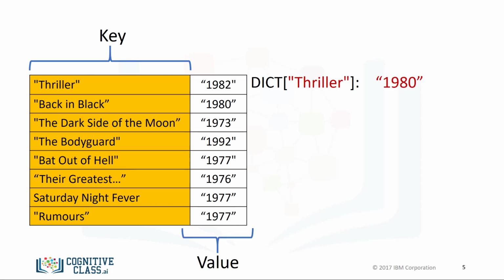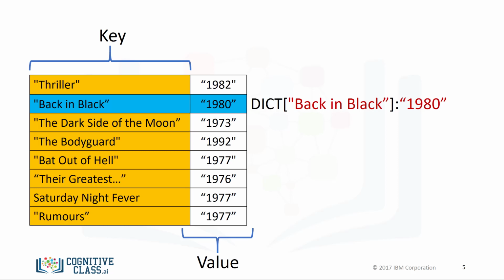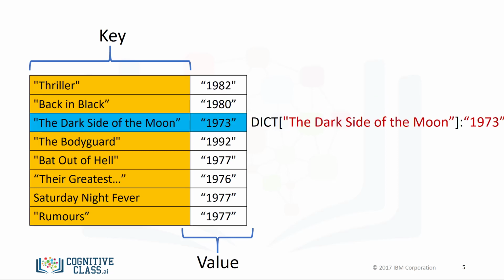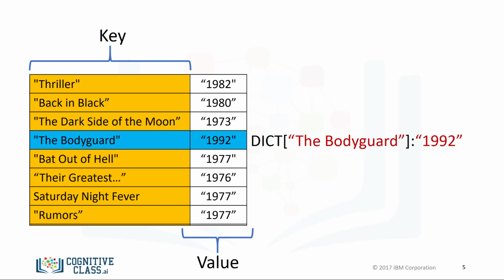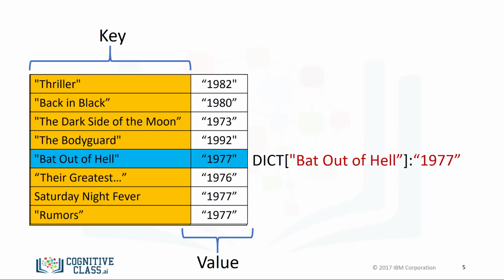This outputs the value. Using the key Back in Black, this returns the value of 1980. The key The Dark Side of the Moon gives us the value of 1973. Using the key The Bodyguard gives us the value 1992, and so on.